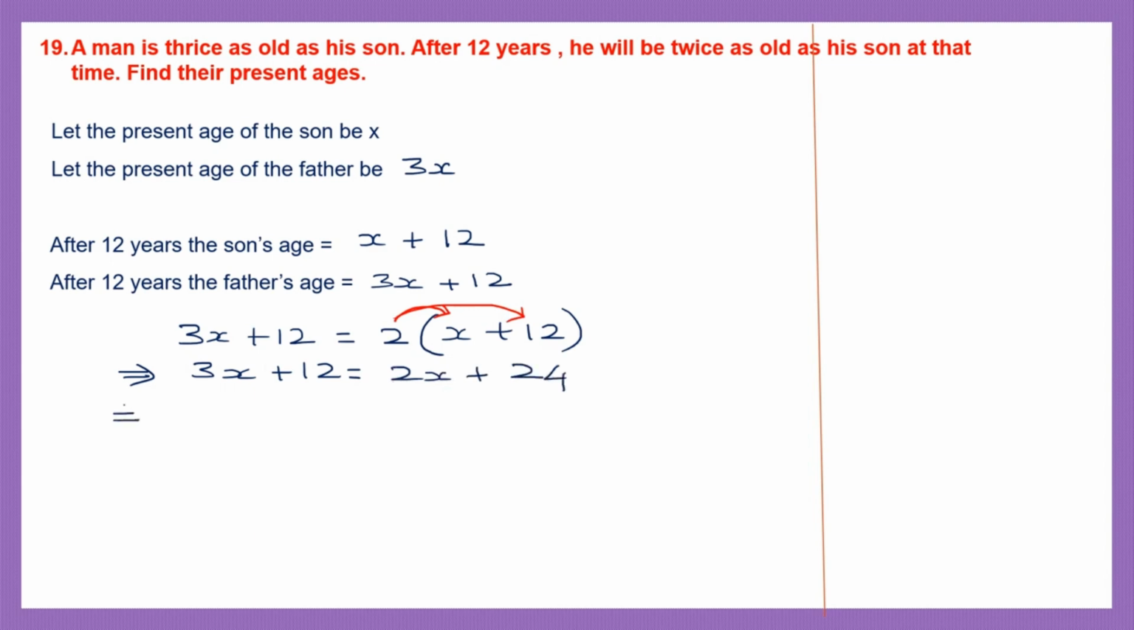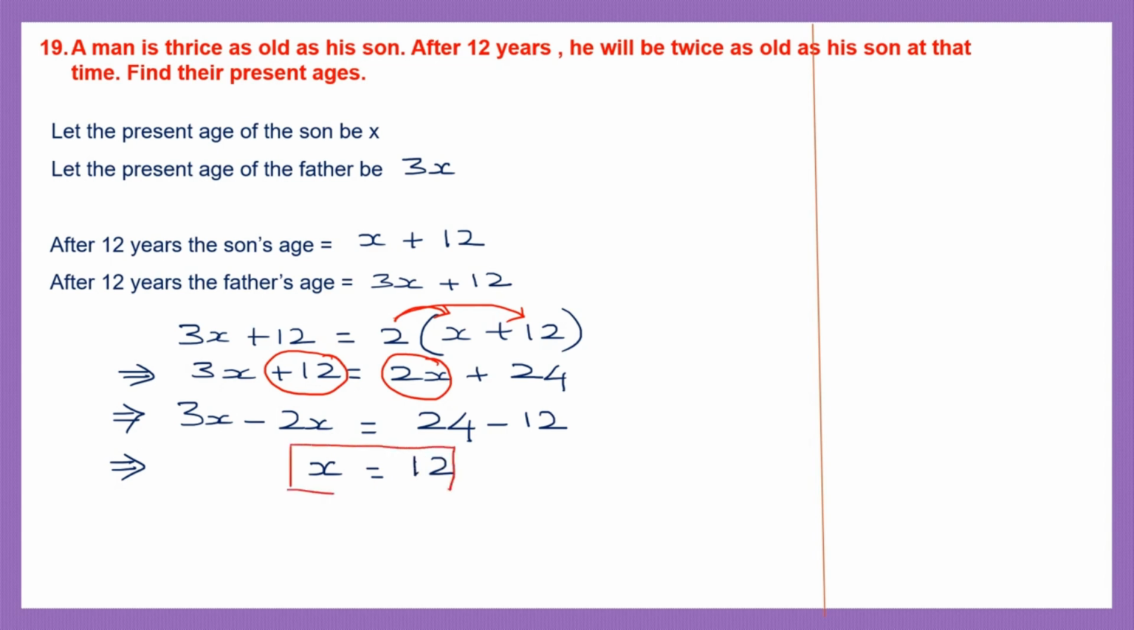Now let's do some transposing. We'll get all the x terms to one side. So 3x, then I'm transposing 2x. It's plus here, so when it comes to the left hand side, it becomes minus 2x. On the right hand side, I already have 24. I'm going to transpose plus 12. This is plus, so when it comes to the right hand side, it becomes minus 12. So 3x minus 2x, 3 minus 2 is 1. So it's simply 1x or x. Now 24 minus 12 is 12. So we have found x, and x, according to our statement, is the present age of the son.